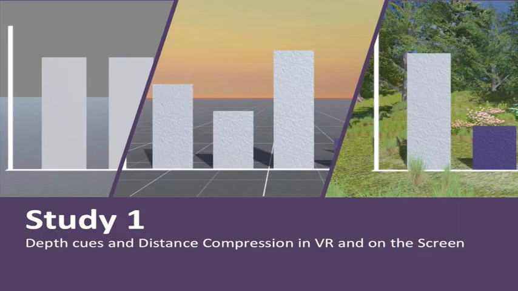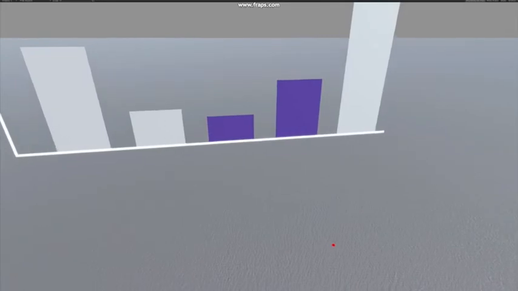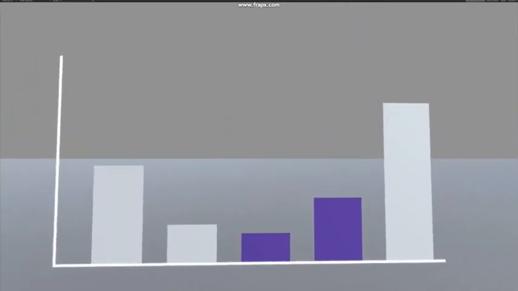In the first study, we compared how looking at visualizations in a virtual environment, both in VR and on a screen, could be affected by distance compression. We took into account different sizes of charts as well as 3 environments which had differing levels of depth cues that would be available in real life.